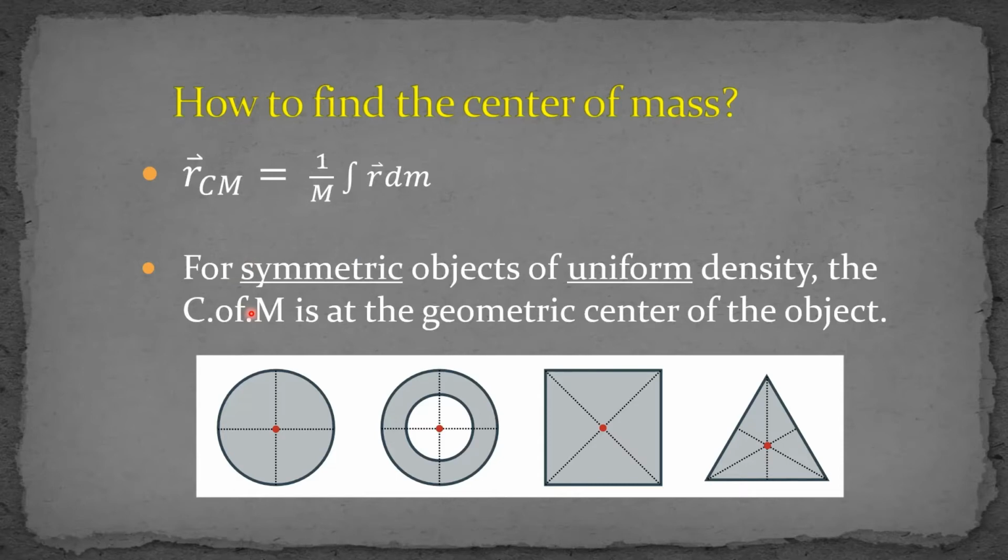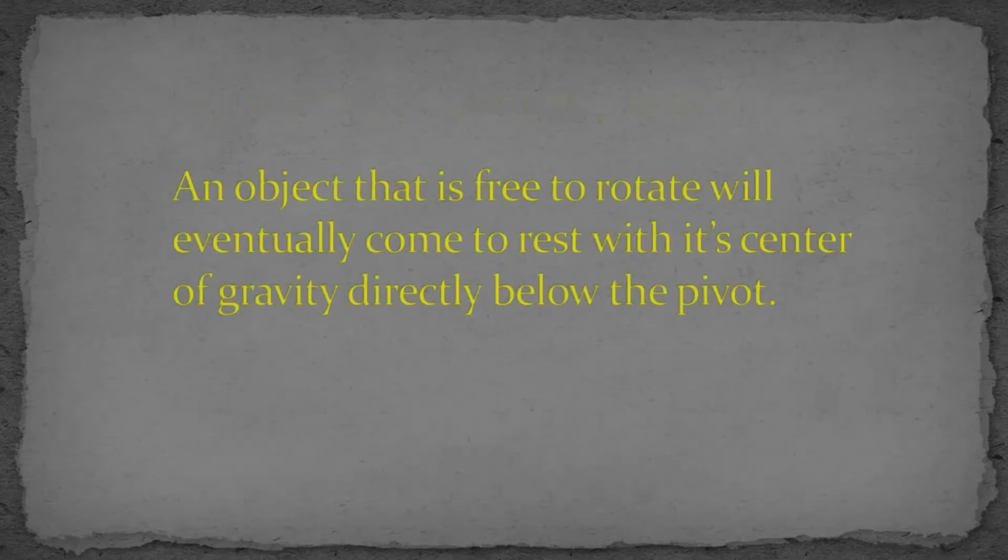So what I'm going to do is explain some key observations that have been made about the center of mass. The first observation is that an object that is free to rotate will eventually come to rest with its center of gravity directly below the pivot.